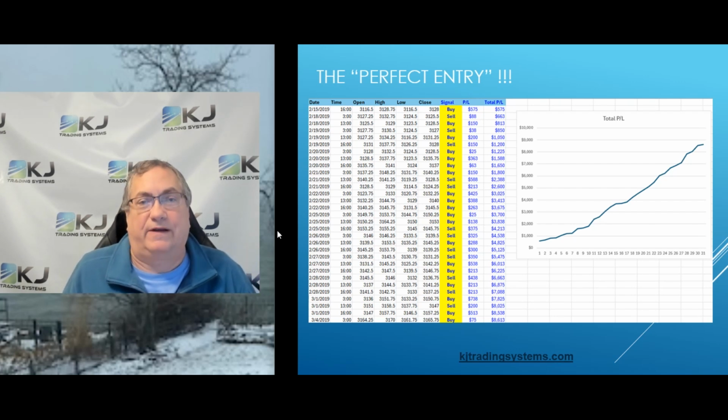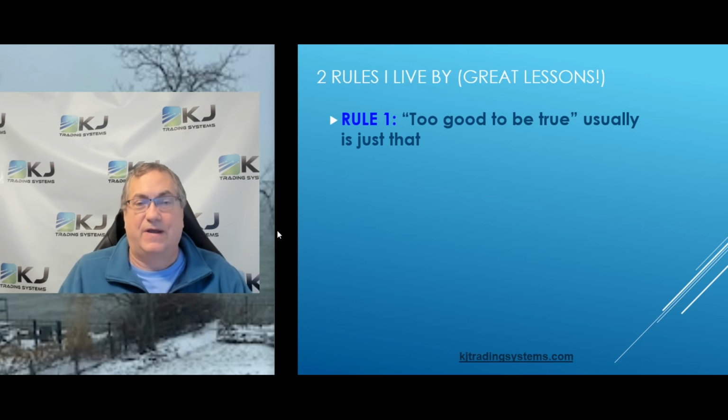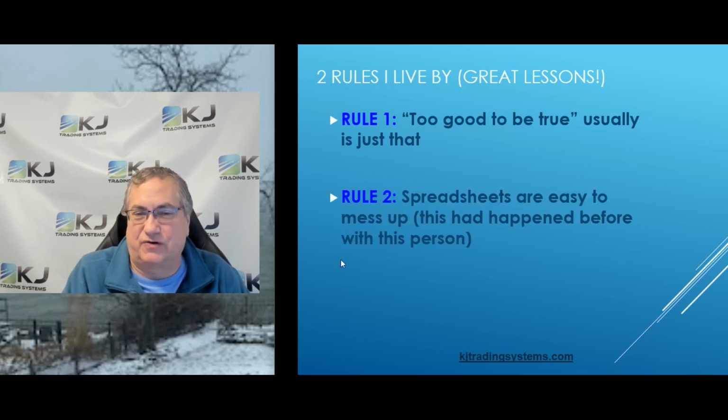That should have been my first warning sign: whenever somebody uses a spreadsheet to backtest, you've got to be a little leery of it, because it's easy to screw it up. But that's what he showed. And I looked at it, and my first rule that I always live by is, if it looks too good to be true, it usually is. I applied that rule to this spreadsheet, and I said, something's off here. It just looks a little too good to be true.